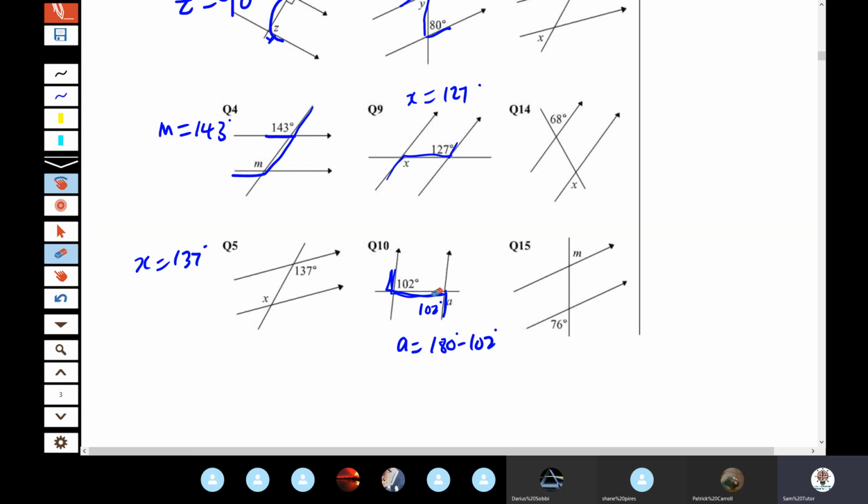Look, I'll do it a different way. Again, that's 102. That's 102, corresponding. And then again, straight line, 180 minus 102. You'll still get your answer. 78 degrees.